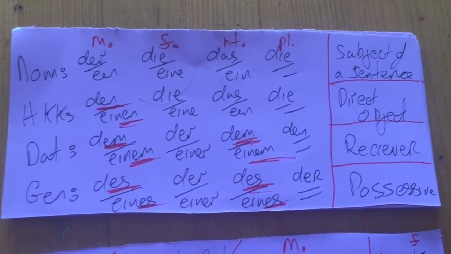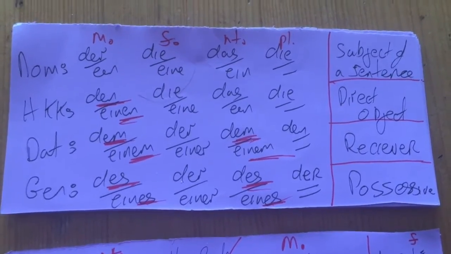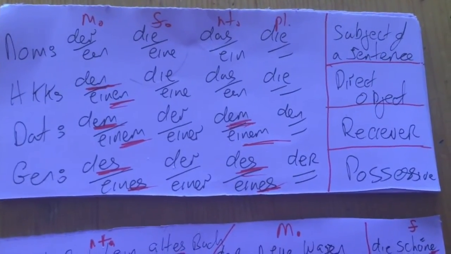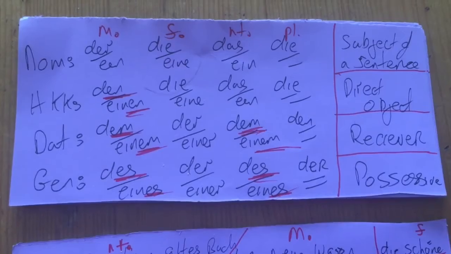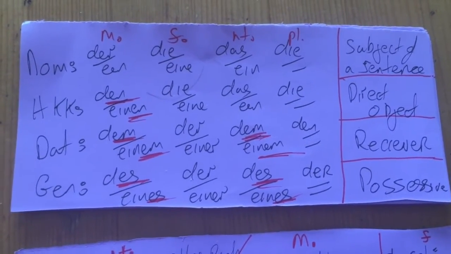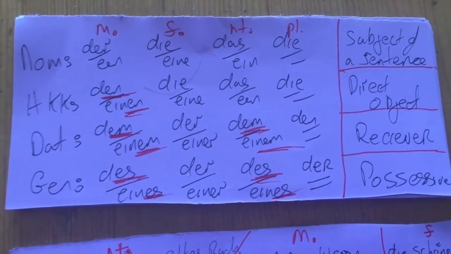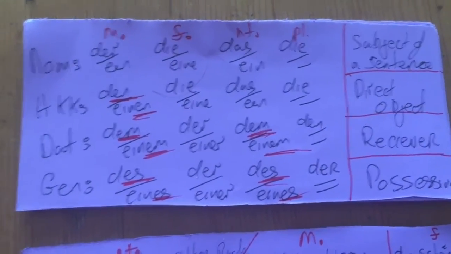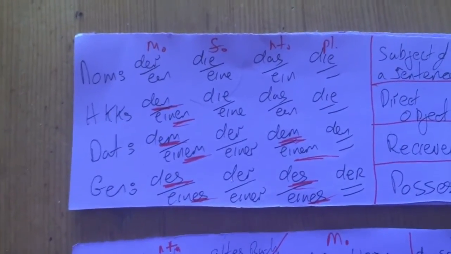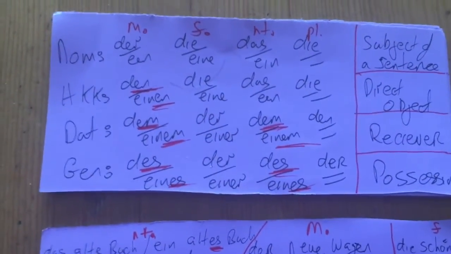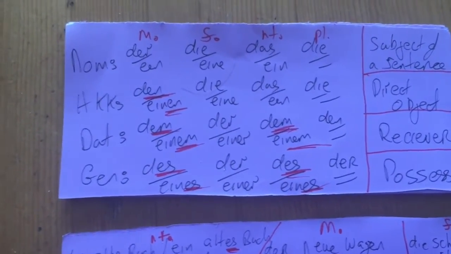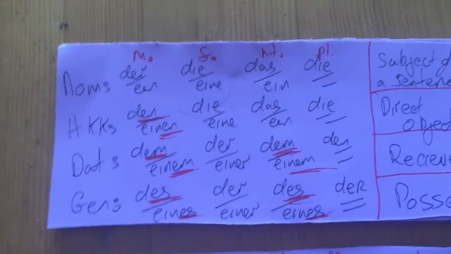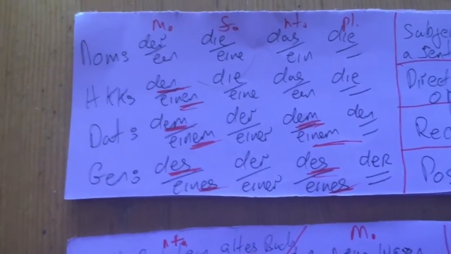By Leaving Cert level, students should be aware of all the grammar concepts, and ideally they should be taught them at junior level. So the dative then is the receiver of an object: dem, der, dem, den. And the genitive is the possessive, so des, der, des, der. Likewise, the top part is for the definite article, the bottom is the indefinite. So eine, ein, einen, ein, einem, einem, eines, eines.